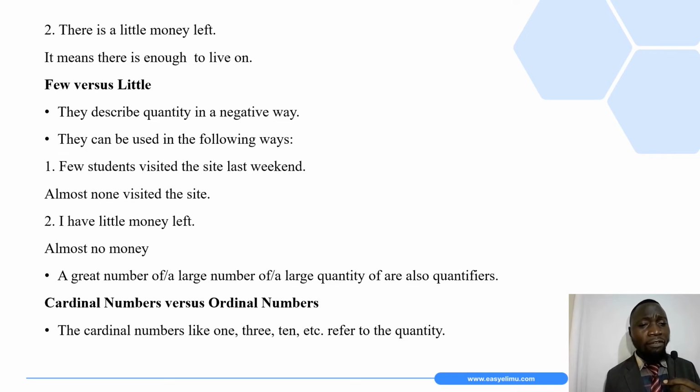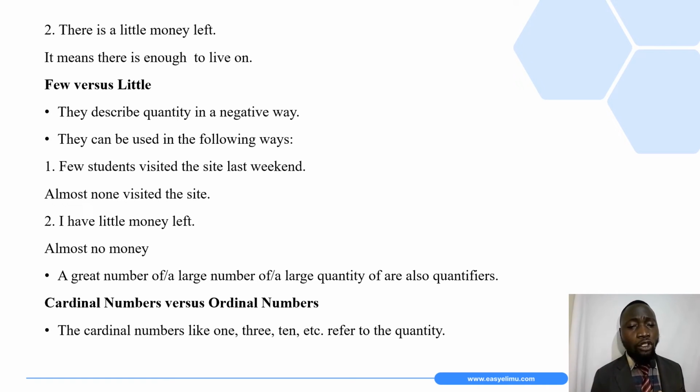So the first example is that few students visited the site last weekend. If we are talking about a class that has 50 students, and we are told that few students visited the site last weekend, we can talk about maybe 5 out of the 50 students visiting the site. So almost nobody, almost there was no student at the site. Then another example is that I have little money left, and I think this one I have mentioned. So this means that there is almost no money.